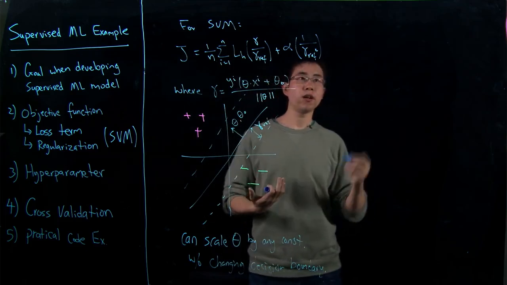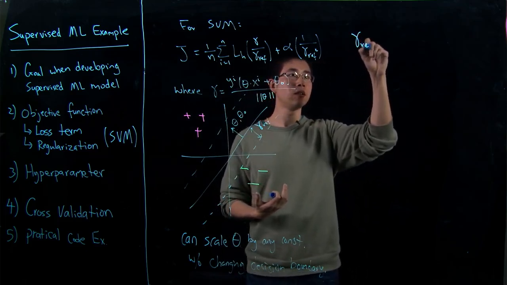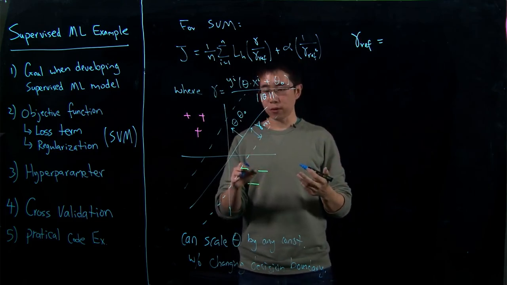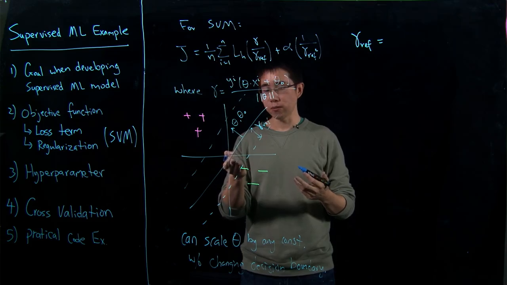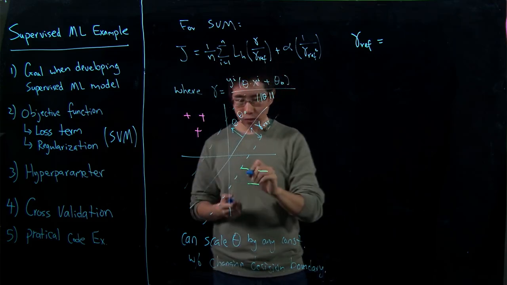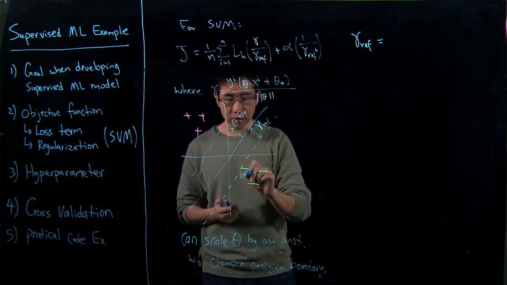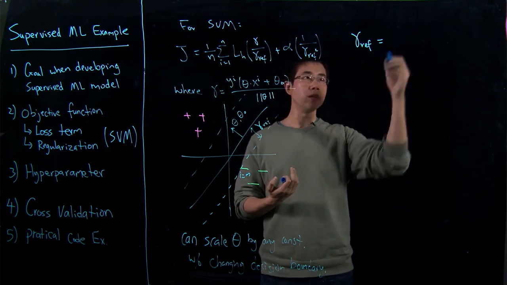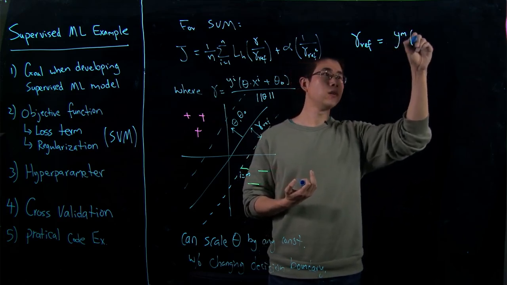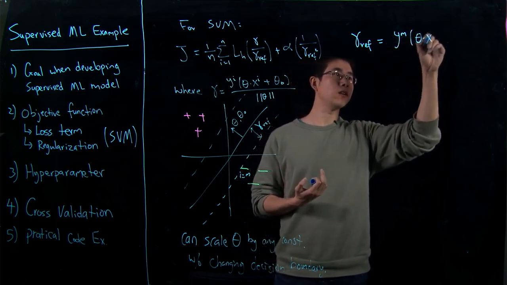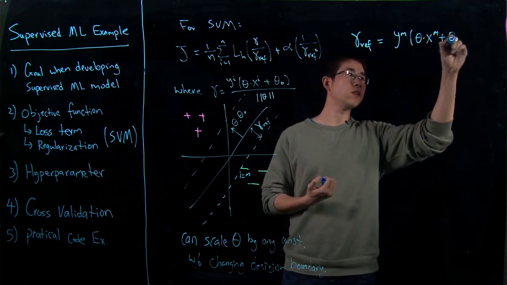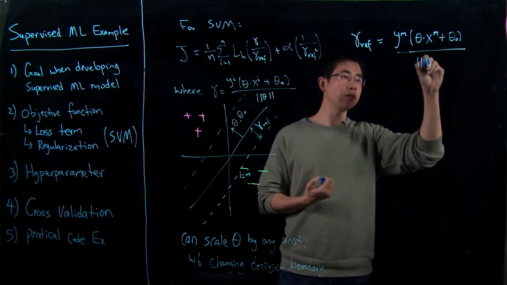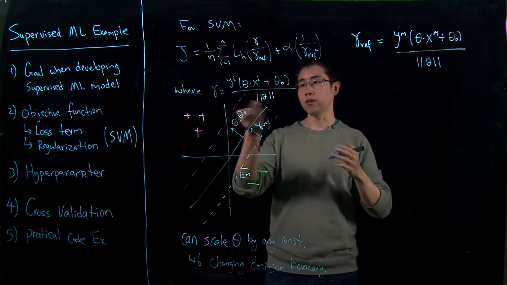So now let's look at gamma ref. Gamma ref is the margin, which is the distance between this point that's closest to the decision boundary and the decision boundary. Let's call this point i equal to m. So in that case, gamma ref would be just ym times theta dot xm plus theta naught over the magnitude of theta, just using the definition here.